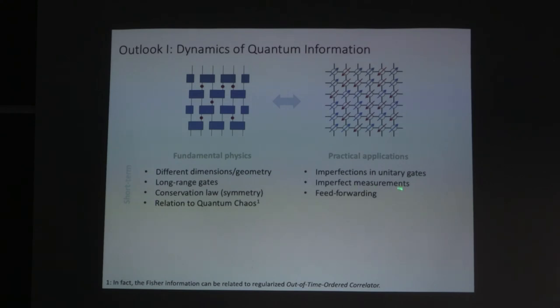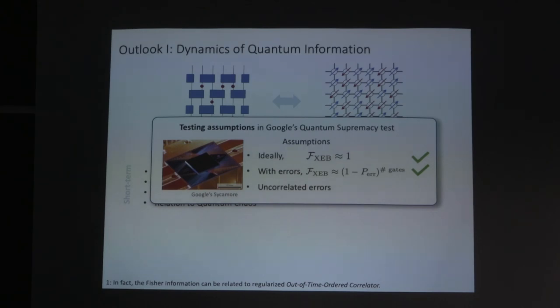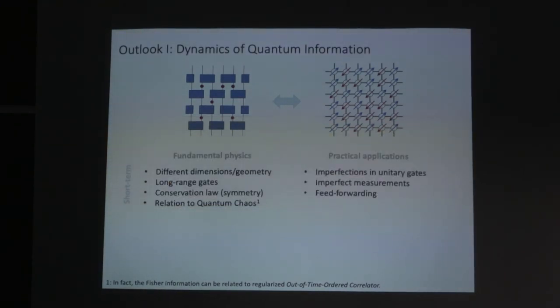From practical applications, we should consider the effect of imperfections and then potentially the effect of feed forwarding. We have done the calculation a little bit, and it turns out our technique of mapping to the spin model can be used to test some of the assumptions that go into the quantum supremacy test, especially the fact that their circuit is large enough can be tested, and the fact that their cost function scales in the way they claim can be tested quantitatively.